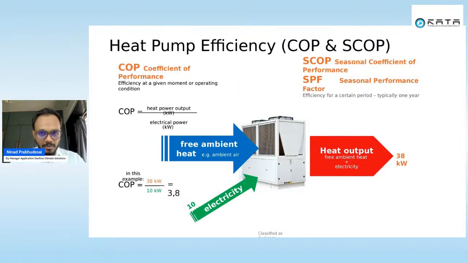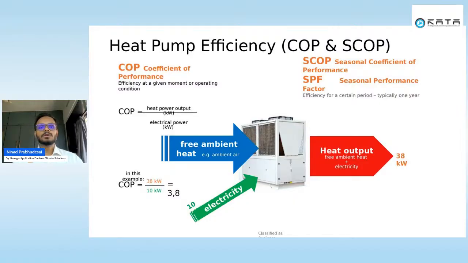Now you must be familiar with the term COP. It is similar to a chiller, but in a heat pump we calculate COP based on the heat output and not the cooling capacity, because here we are measuring the heat rejection of the heat pump. COP is the heat pump's heat rejection output divided by the power consumed by the compressor. In this example, if the total heat rejection is 38 kilowatt and the compressor consumes 10 kilowatt, then the COP is 3.8.